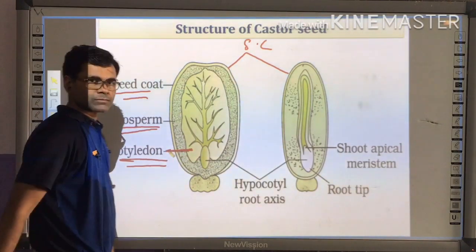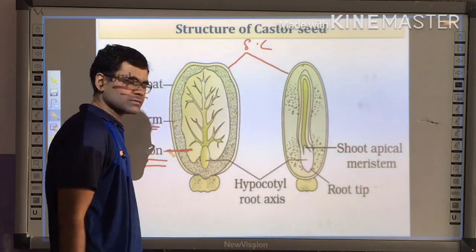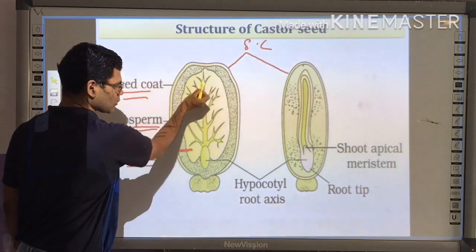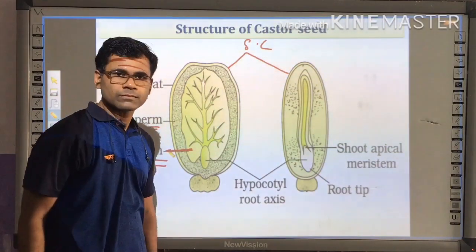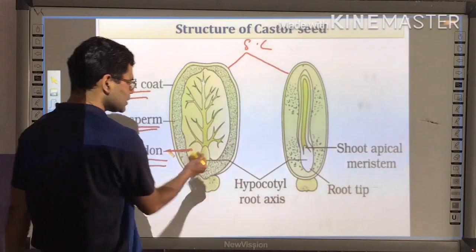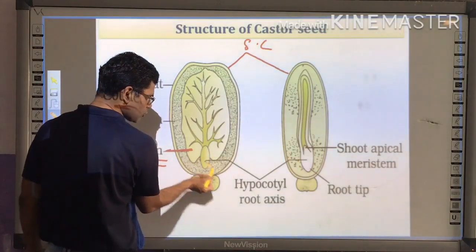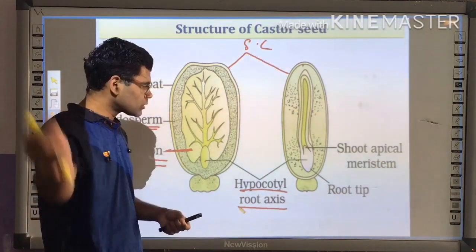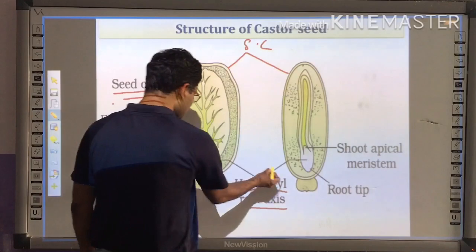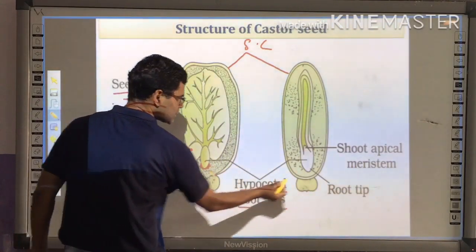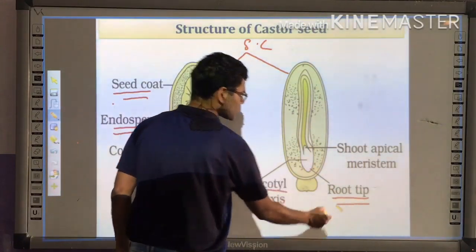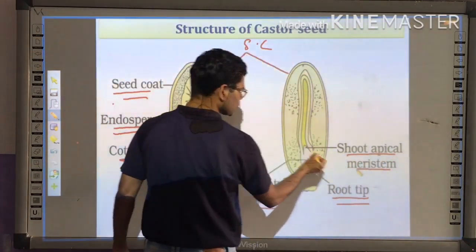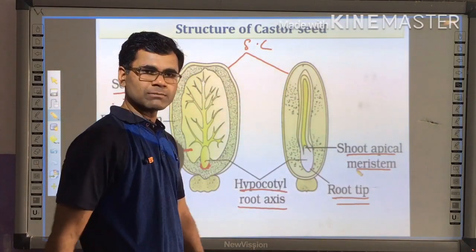This is a structure which acts as a reservoir of nutrition. Okay, and this structure from here to here is called an embryo, the main embryo. Right. So this embryo, if we talk about, this is the hypocotyl. Hypocotyl, it is the root axis from where the root formation takes place. This hypocotyl is covered by a cap here, which can be seen here. It is called the root tip of the root, and this is the shoot apical meristem or shoot primordial.